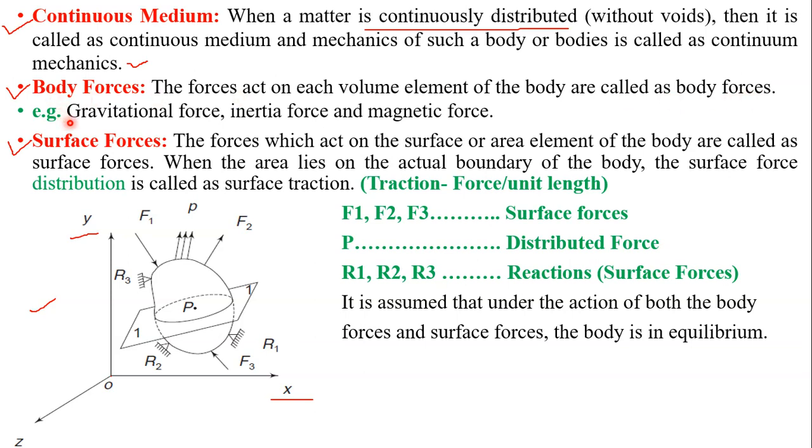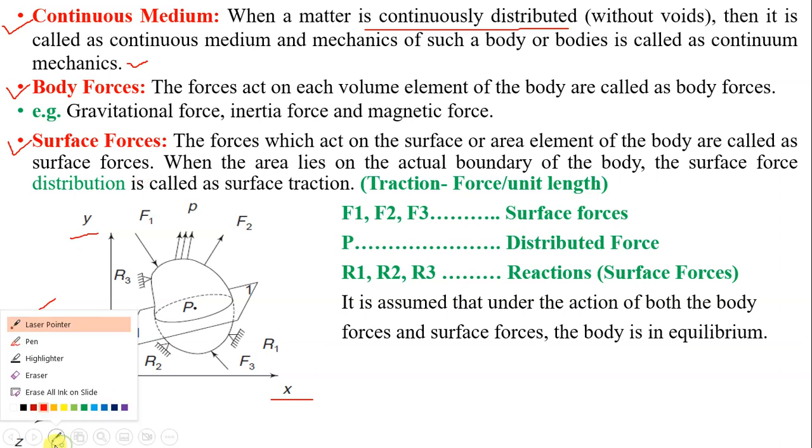For example, weight of a body. Weight of a body is a body force which acts through the CG of the body. Inertia force F is equal to m into a, where m into a is called inertia force, and magnetic force. These are the body forces. While the forces which act on the surface or area element of the body are called surface forces.